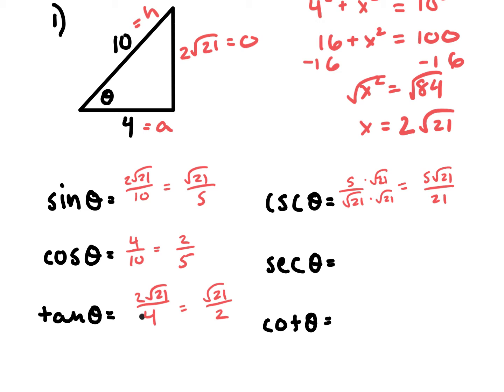Secant, we flip cosine, so this would be 5 over 2. And cotangent, we flip tangent. So 2 over square root 21. Have to rationalize again here, so multiply the top and the bottom by square root 21. 2 square root 21 over 21. So these are my 6 trig functions. Any questions here?